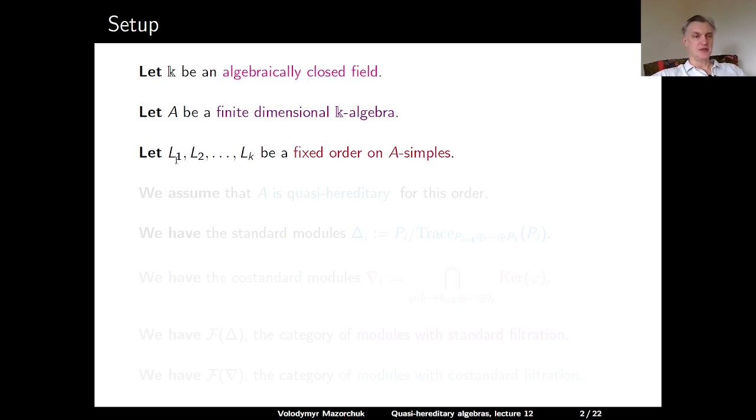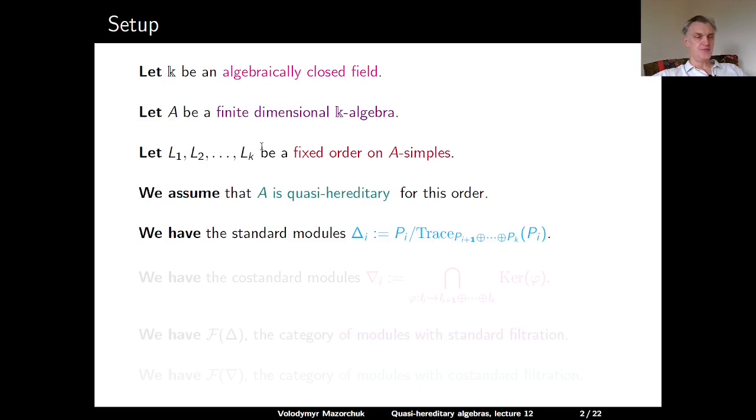So we have simple A modules L1, L2, and so on, all the way up to Lk. So we fix a linear order on this set of representatives of the isomorphism classes of simple A modules. And we assume that our algebra A is quasi-hereditary for this order.